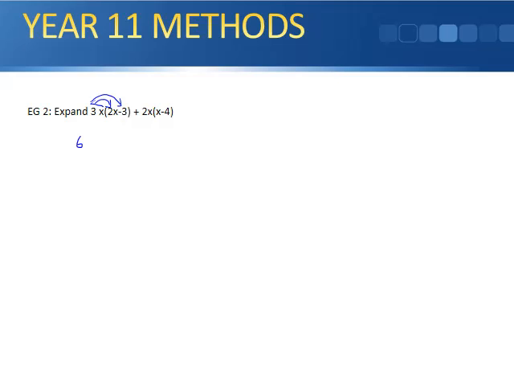The next one, expand this one here. So again, let's times this whole thing, which is 3x times each thing in the bracket, one at a time. So 3x times 2x becomes 3 2s are 6. And it's x times x is x squared. Then 3 times the negative 3 becomes negative 9. Then this one here, it's plus 2x times the x, which is plus 2x squared. And positive 2x times the negative 4 becomes minus 8x.